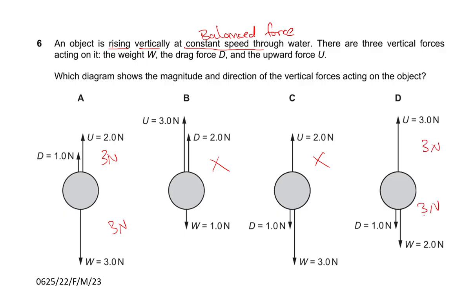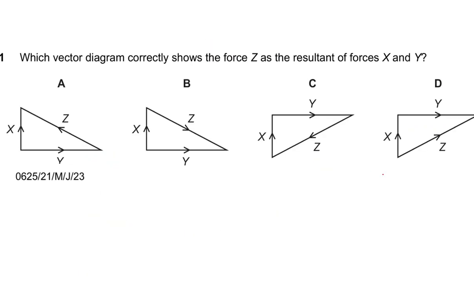Which one is correct? Here, if you see, the object is rising vertically. So definitely the upward force must be more. So A is wrong. This shows the downward force is greater, isn't it? So the upward force, the upthrust, must be more, because that is what makes the object rise up. So D is the right option. The next question, this also I have explained in a separate video.